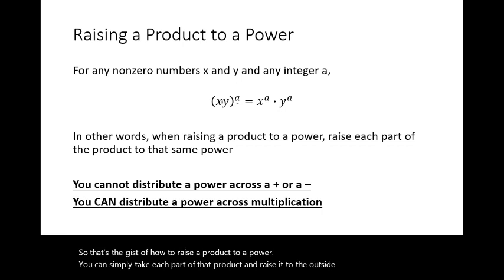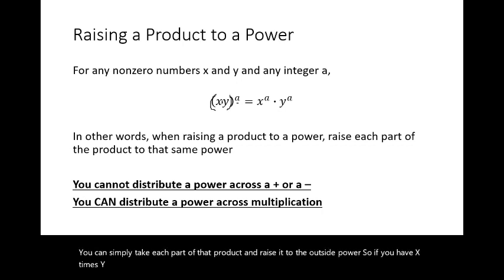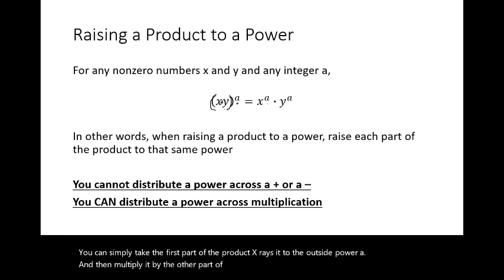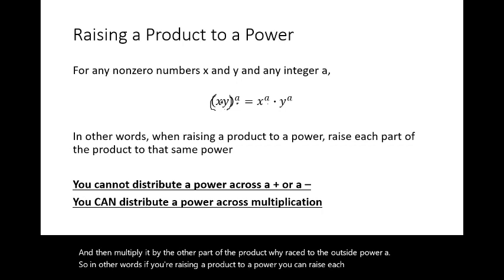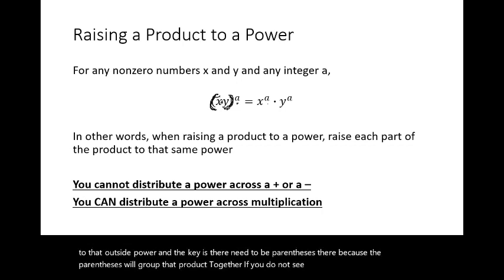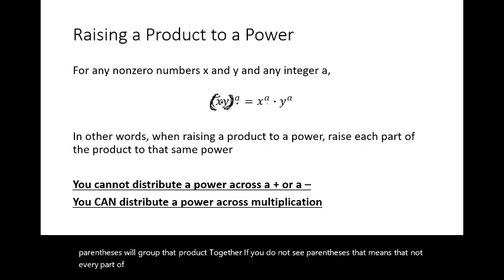So if you have x times y in parentheses to the power a, you can take the first part of the product x, raise it to the outside power a, and then multiply it by the other part of the product y, raised to the outside power a. In other words, if you're raising a product to a power, you can raise each part of that product to that outside power. The key is that there need to be parentheses there, because the parentheses group that product together. If you do not see parentheses, that means not every part of that product is being raised to that power. So pay very close attention to where the parentheses are.